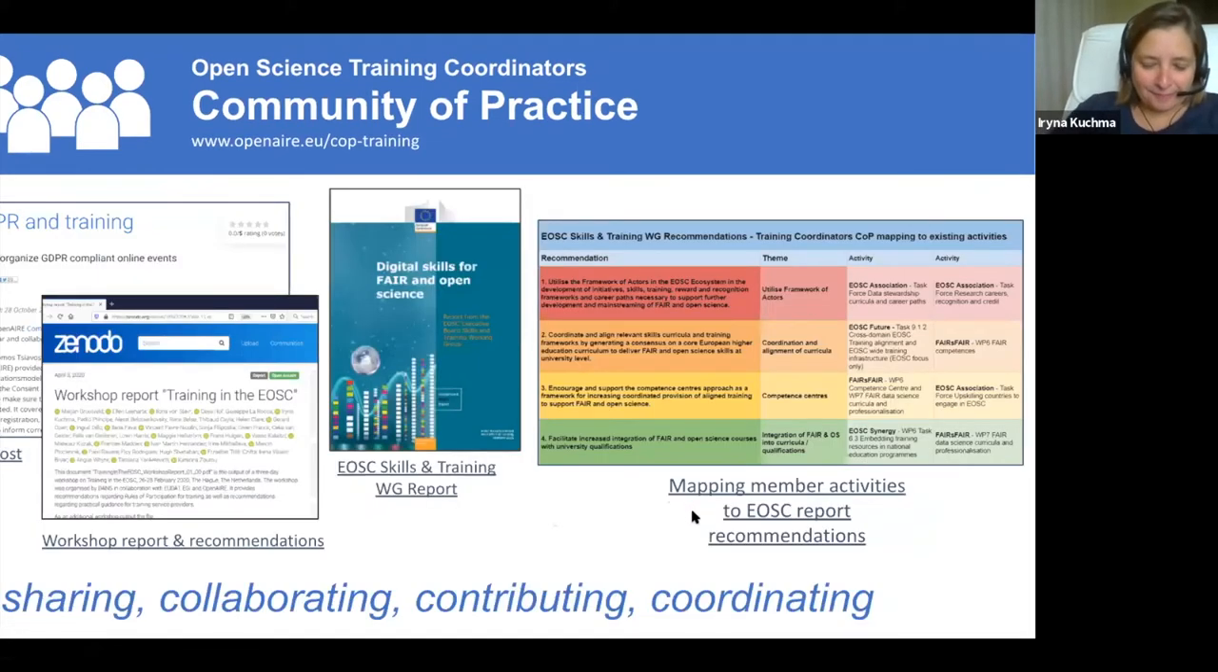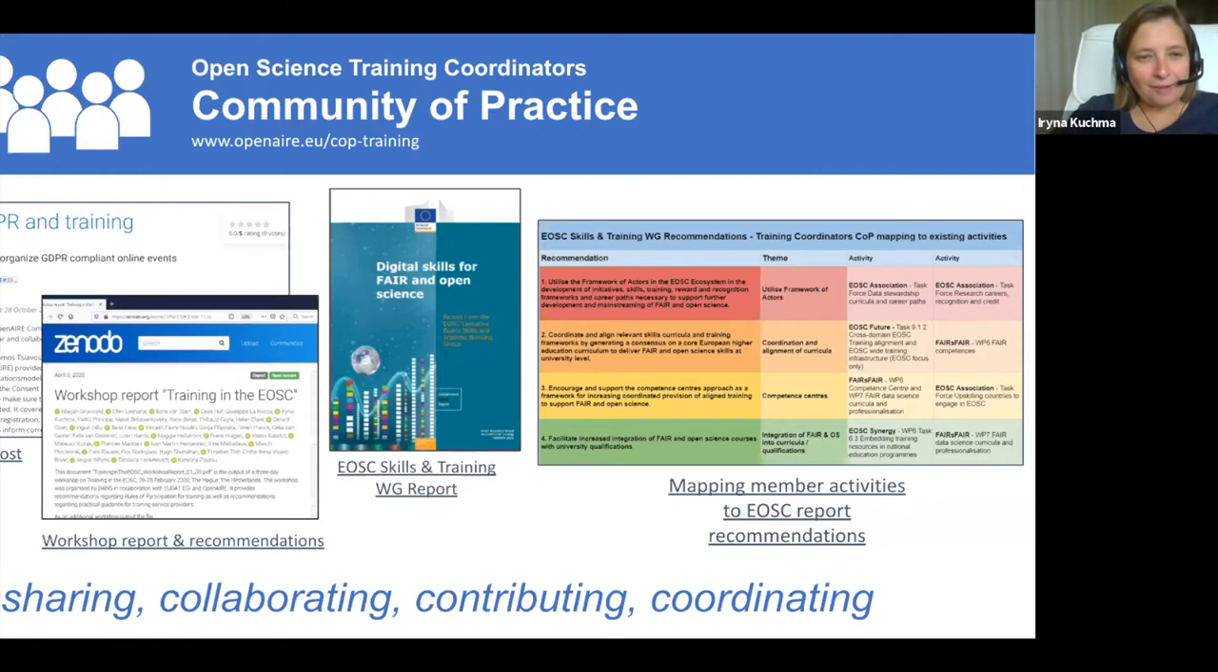These are some of the results of our collaborative work. For example, last year, when we all switched to online training, we wanted to make sure that online training events that we organize adhere to GDPR, or for those of you who are not from Europe, General Data Protection Regulation rules. So we organized a workshop where we discussed good practices of organizing training events adhering to GDPR rules. We also actually met face-to-face in February last year to discuss training in EOSC, which is European Open Science Cloud, again, for those of you who are not from Europe.